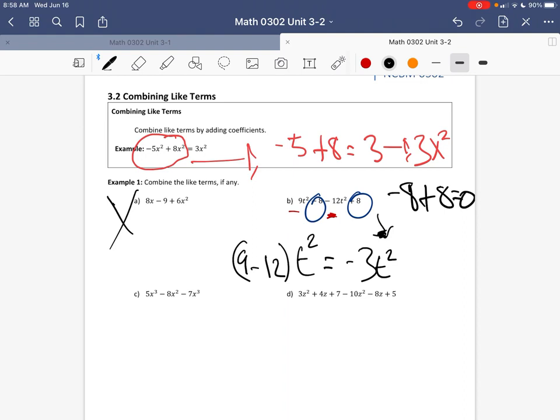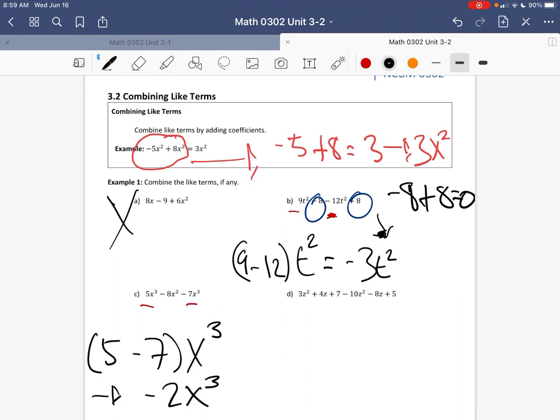Then let's move on to part C. We'll take a look at the first term. That's a 5x cubed, and then we want to see if there's any other terms that involve x cubed. That's going to be this one. Let's combine those terms by adding the coefficients. Inside a set of parentheses, this will be 5 minus 7 times x raised to the 3, and this will combine to become minus 2x cubed.